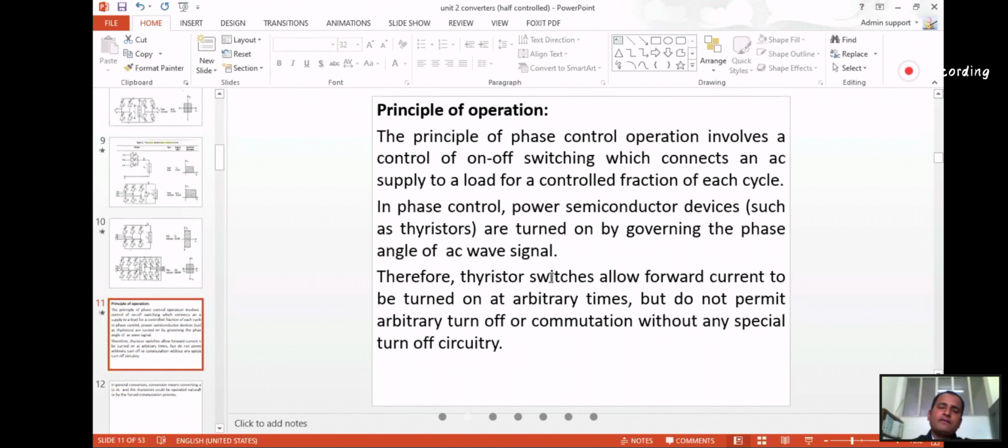It is on and off switching which connects the AC supply to the load for a controlled fraction of each cycle. In each cycle, your input will be an AC waveform. In phase control, semiconductors such as thyristors are used, triggered by a gate pulse. If you give a gate trigger to the SCR, it will start conducting. So you have control over the phase angle of the AC signal.